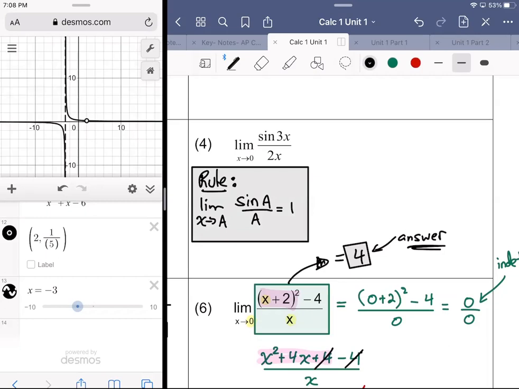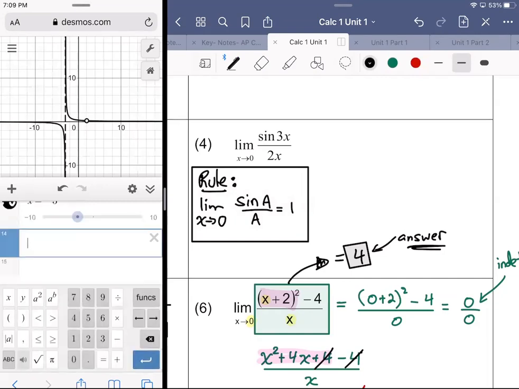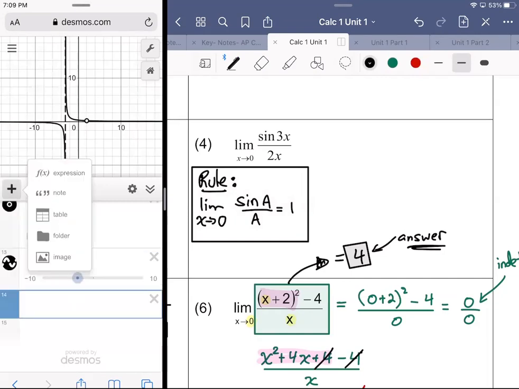I'm sorry, why did I say a? I meant 0. Oh, Schlemmingus. Just got in the habit of writing a. So let me show you what this looks like on Desmos. So this is a trig case.